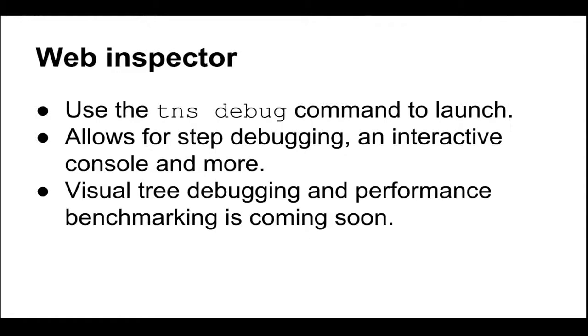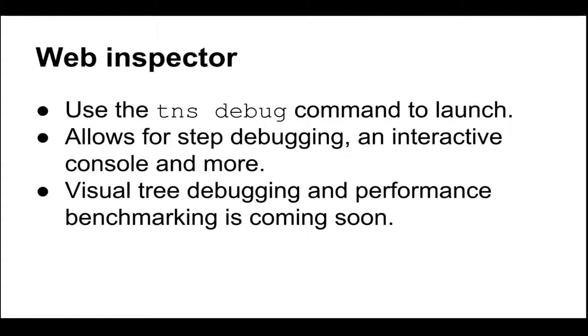But the one thing that is new is NativeScript 1.2 now has a dedicated web inspector for iOS, and it has a bit of debug tooling for Android as well. You kick this off with the TNS debug command, which we've had around for a while, but we've really polished it up to make it pretty powerful. It has things like step debugging and an interactive console that gives you autocomplete, and various different things. And we're really working on expanding it.